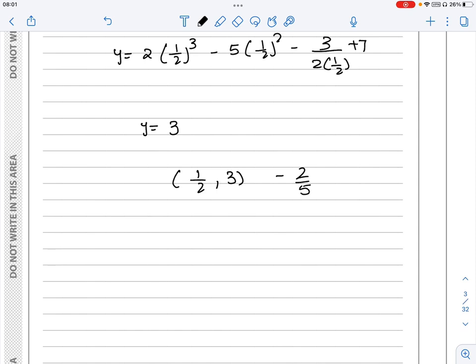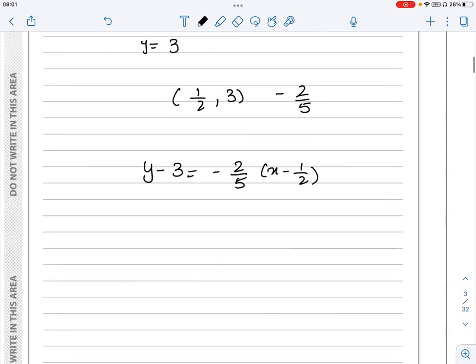Now once I know the point and the gradient, the equation will be y minus y1 equals m times (x minus x1), x minus 1 upon 2. So multiply by 5: 5y minus 15 equals minus 2x plus 1. So I'll get 2x plus 5y minus 16 equals 0. That is the equation of the normal.